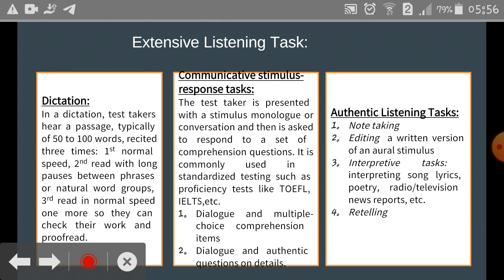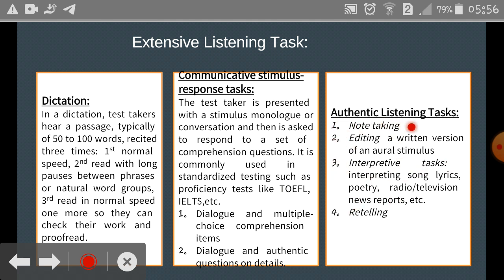The third one, you have authentic listening tasks. The tasks will be authentic and represent real world activities. So, for example, note taking, editing, interpretive tasks, and retelling.